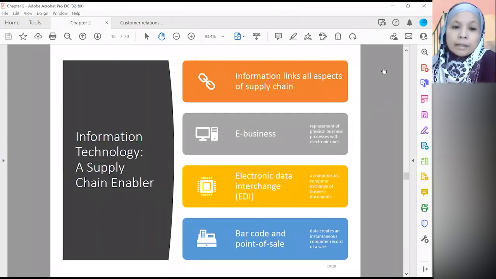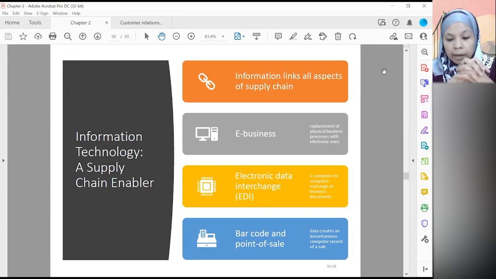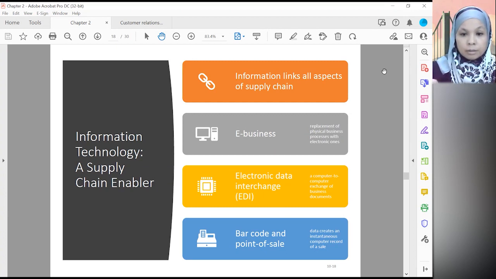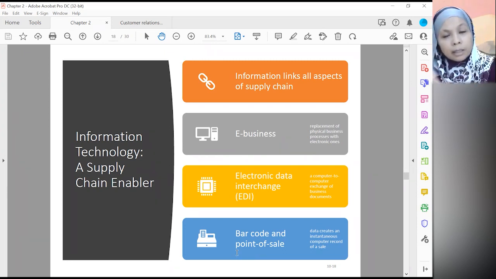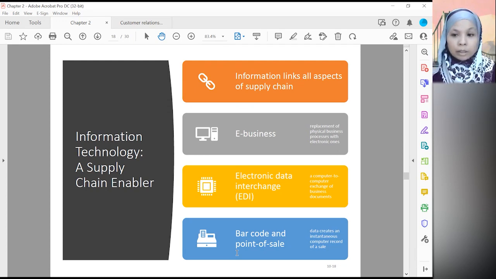Alright, next, IT, a supply chain enabler. IT enables supply chains via e-business, using EDI and barcode and point of sale. So e-business and EDI, you know already. And then barcode and point of sale is when we check out and buy things, they scan using a barcode. What actually happens during that scan is not just about the customer paying and displaying on the screen. It actually creates a data stream to the inventory. So checking out, like, okay, you buy Colgate, one Colgate is reduced from the inventory of that shop. So that is the whole point of using barcode and point of sale, to check and balance the inventory.